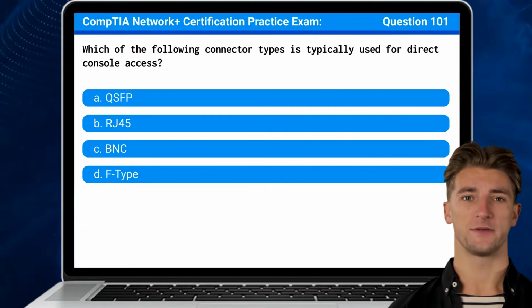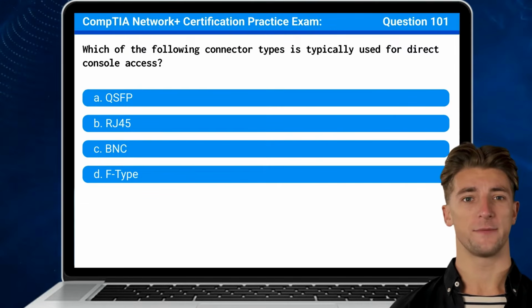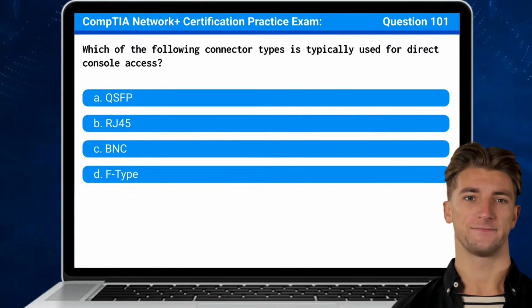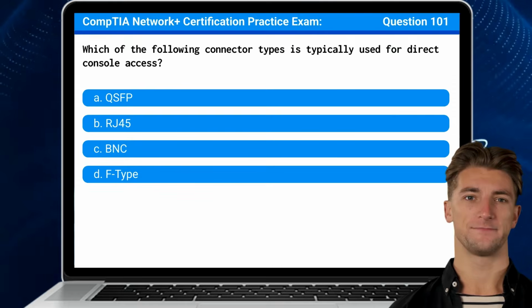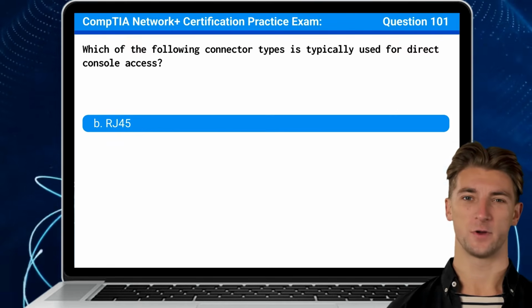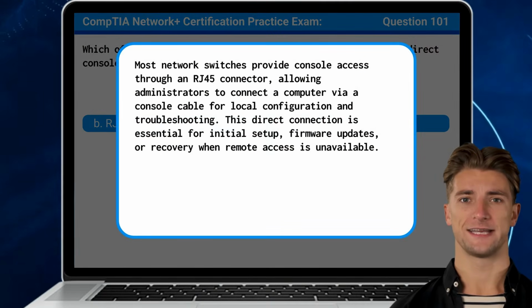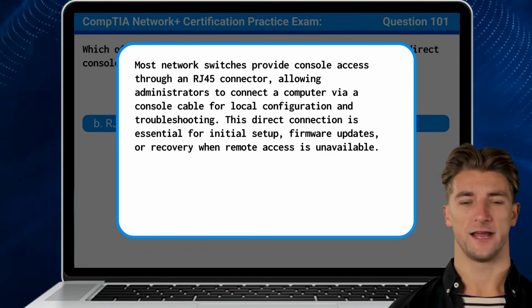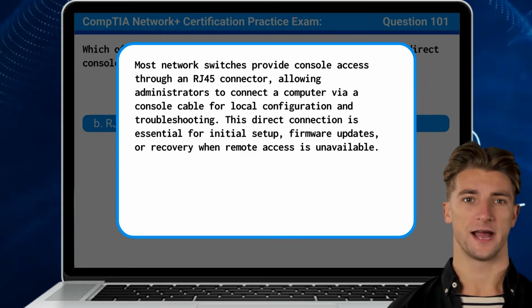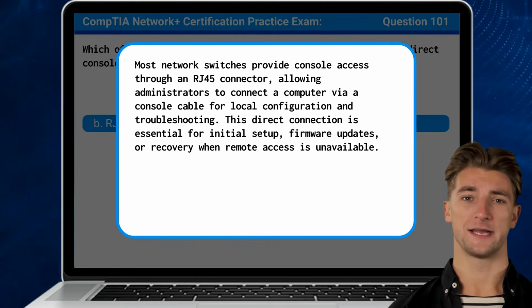Question 101. Which of the following connector types is typically used for direct console access? The answer is B. RJ45. Most network switches provide console access through an RJ45 connector, allowing administrators to connect a computer via console cable for local configuration and troubleshooting. This direct connection is essential for initial setup, firmware updates, or recovery when remote access is unavailable.